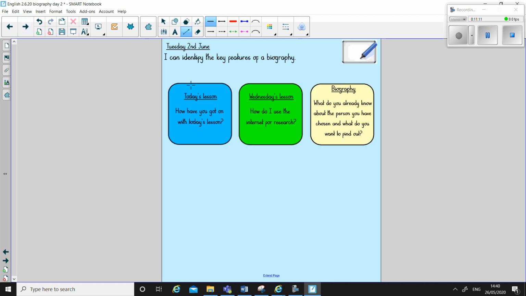Okay, so from today's lesson, we've been identifying the features of a biography. How did you get on? Did you think of most of those features? Was that relatively straightforward for you? Tomorrow in Wednesday's lesson, we're going to look at using the internet for our research, and we're going to think about the biographies. What do you already know about the person you've chosen, and what do you want to find out about them for your biography?